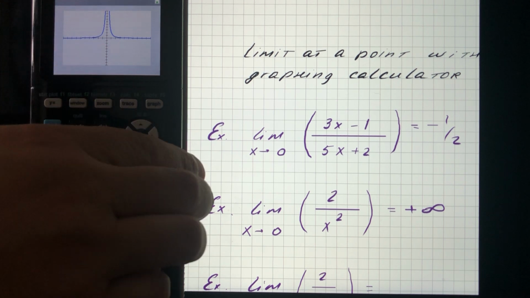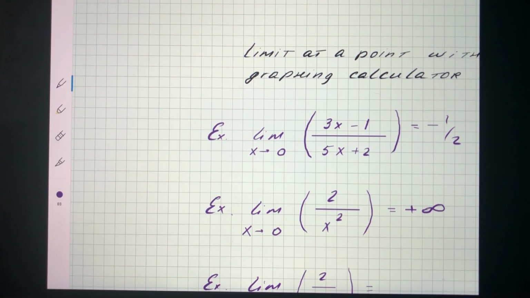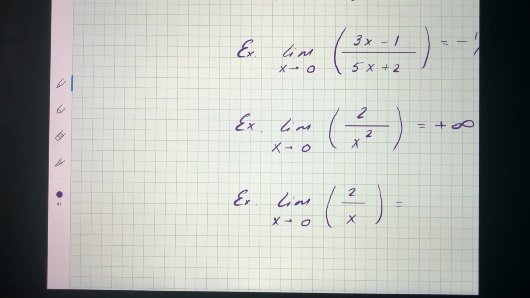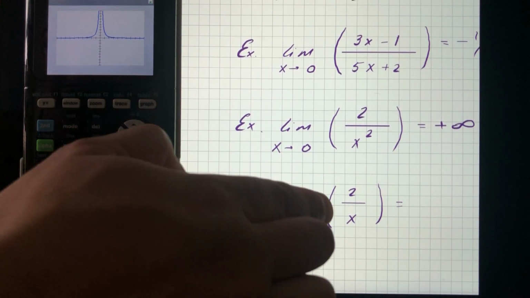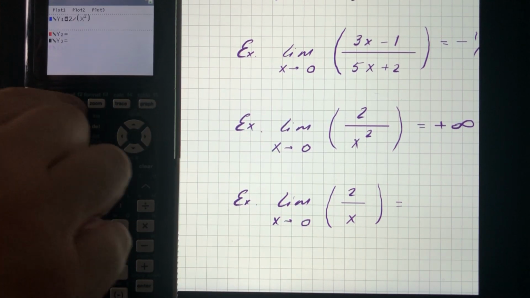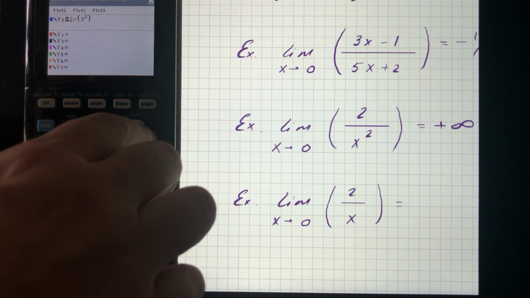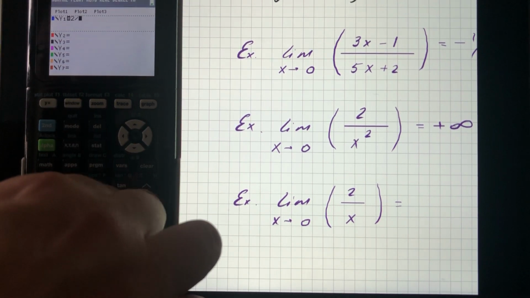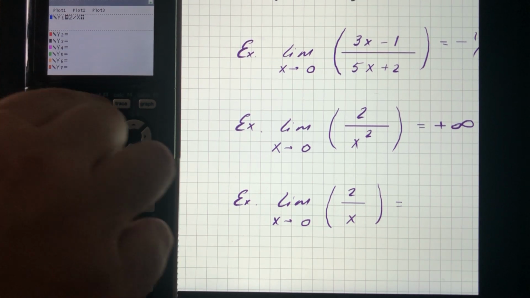Now let's look at the last example. So the last example, we are also going to 0, only this time we don't have the square. So it's the same example but without the square. So let's go and change that to regular x. I just delete all of this, 2 divided by x. And now let's look at the table.